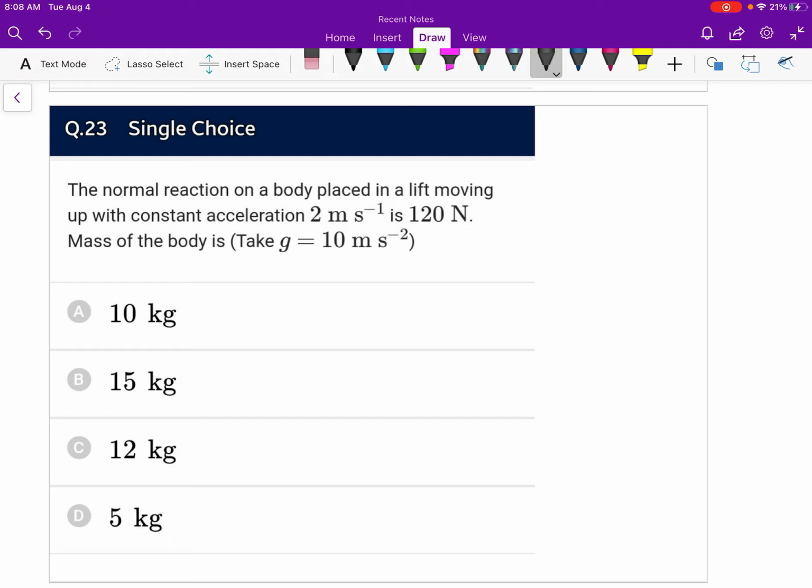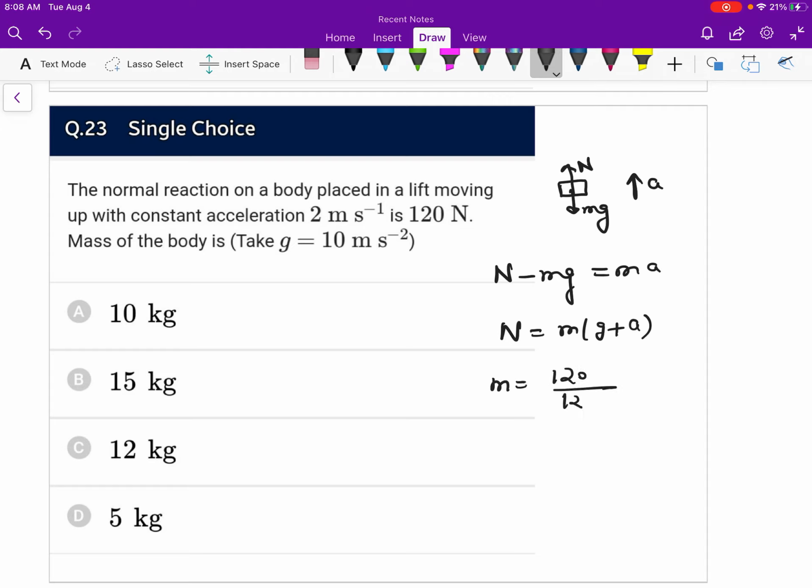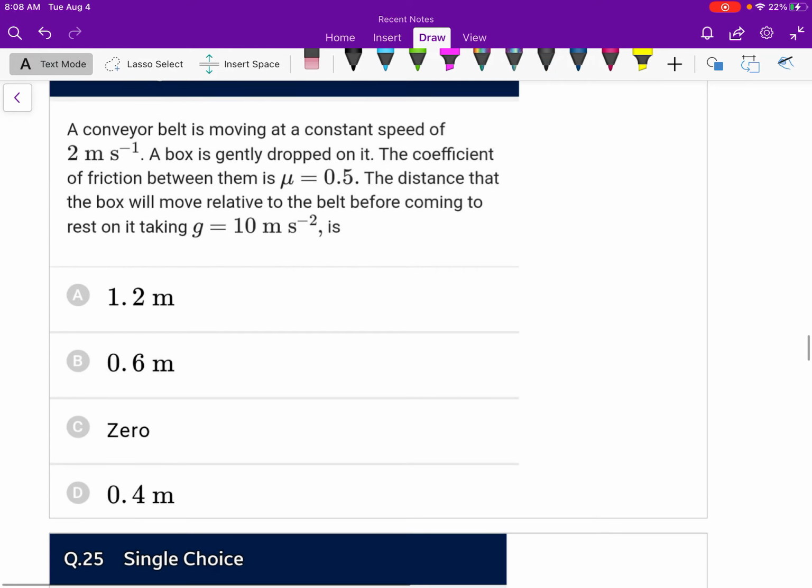The normal reaction on a body placed in a lift moving up with constant acceleration is this. So this is the body, N is upward, mg is downward, and acceleration is upward. So N minus mg is equal to ma. So N is m(g plus a). So m is 120 upon (g plus 8). So that is 10 kilograms. So A is the correct option.